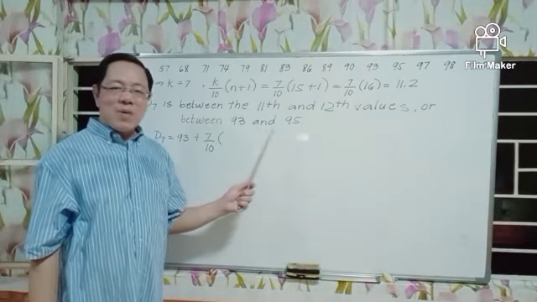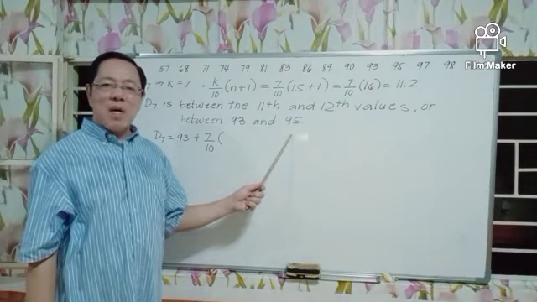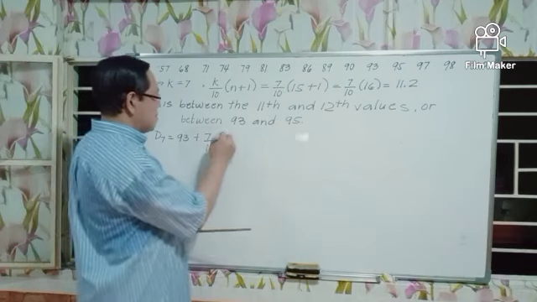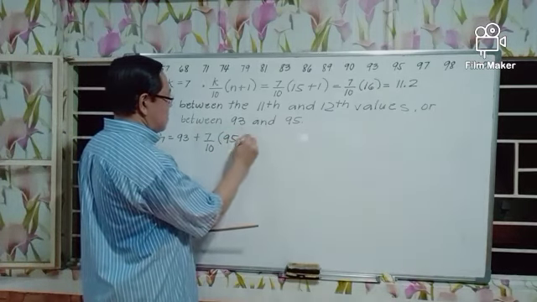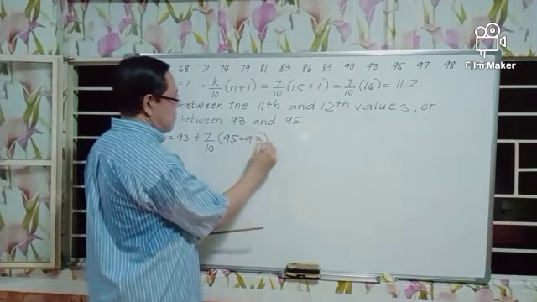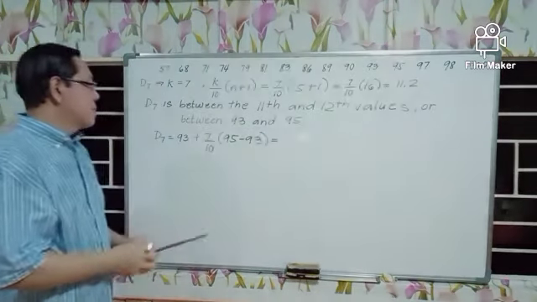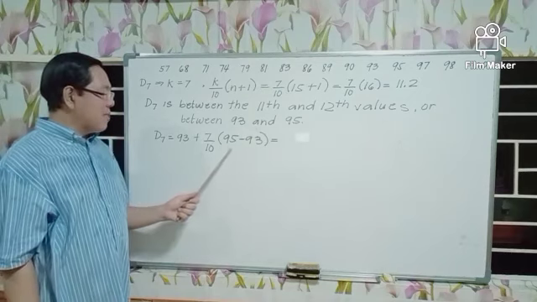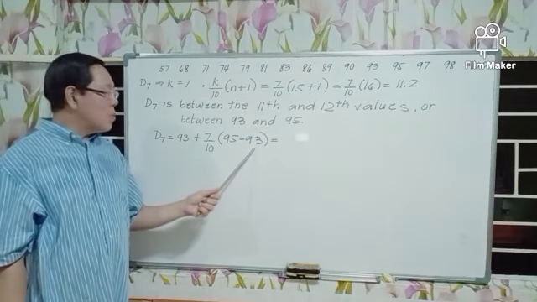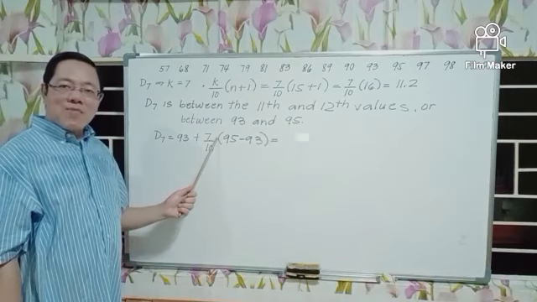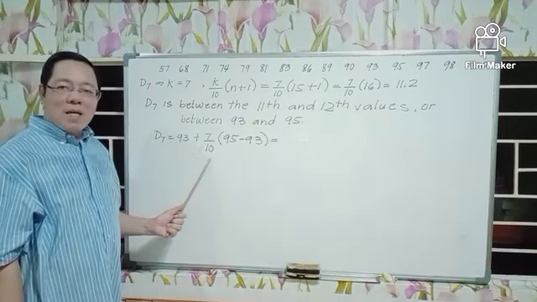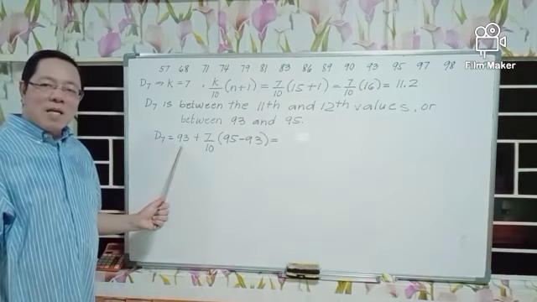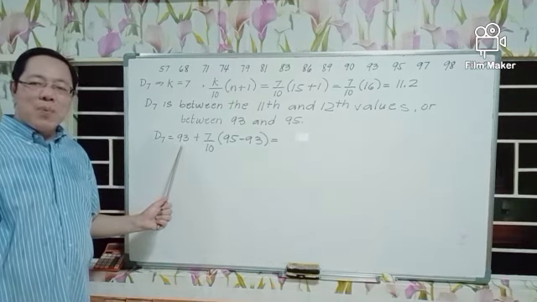And the distance between 93 and 95 is given by the difference between 95 and 93. And we find this value mentally. 95 minus 93 is 2, multiplied by 7 is 14, divided by 10 is 1.4, and plus 93, we get 94.4.